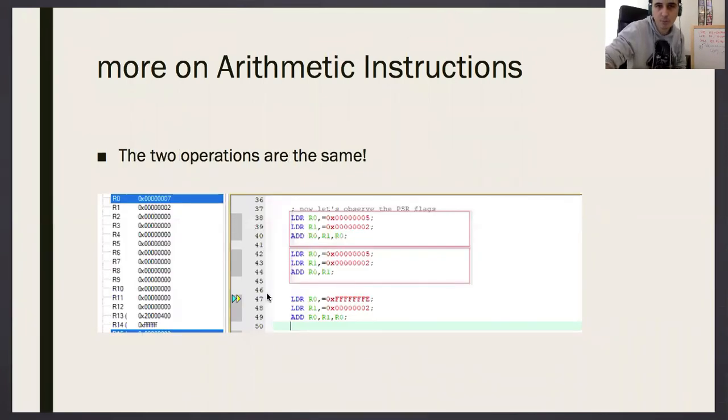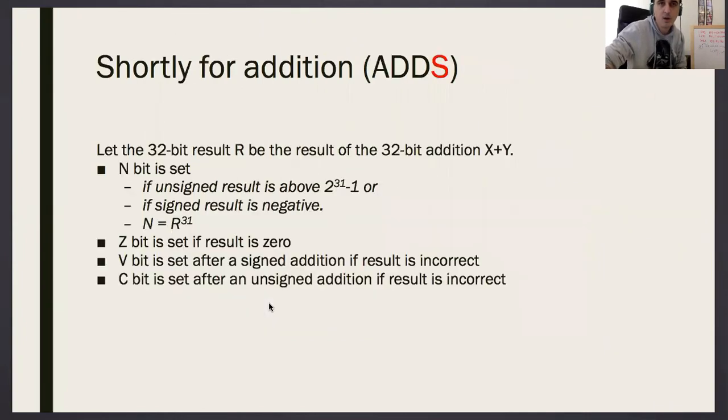Okay, so guys, as you can see, this is an example showing you that this and this are the same operations. It's adding R0 and R1 to R0. And in the end, R0 has this value, which is 7, which is the summation. You'll be able to check the results here. On your left-hand side in Keil, you see the results when you're debugging line by line. Okay, shortly for addition.